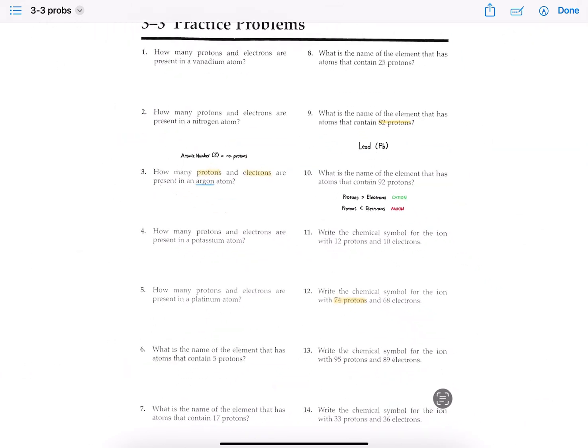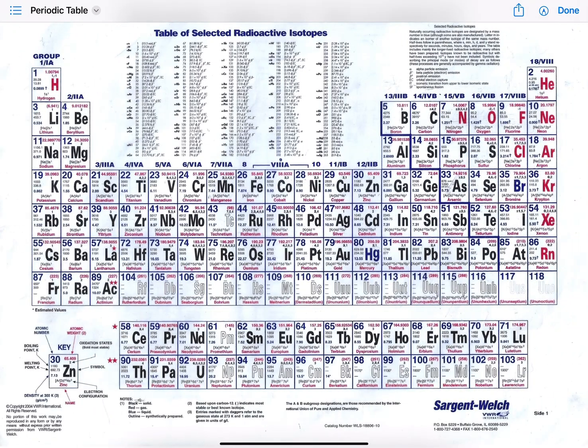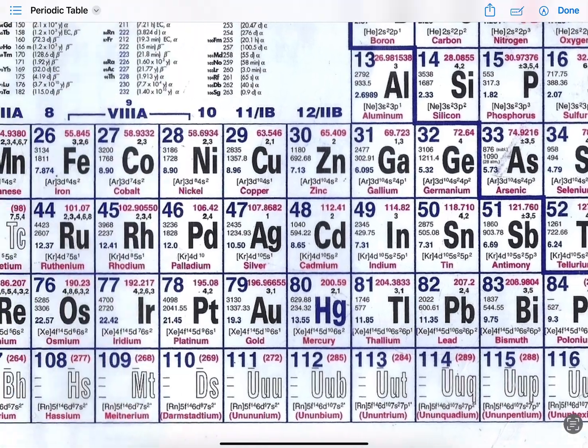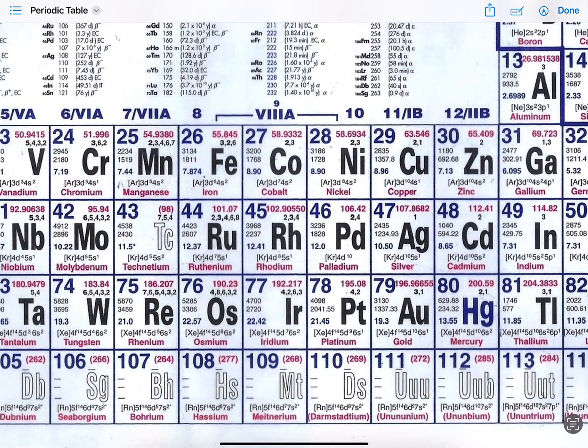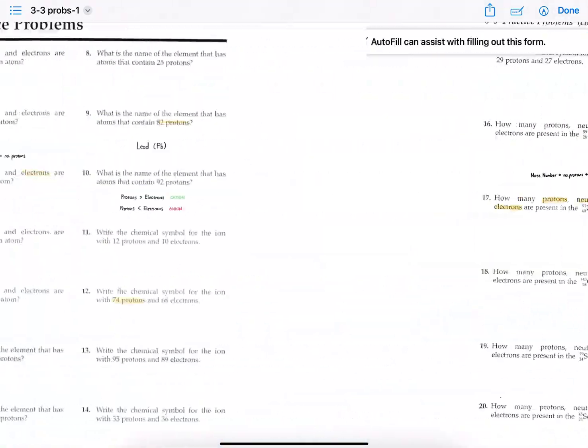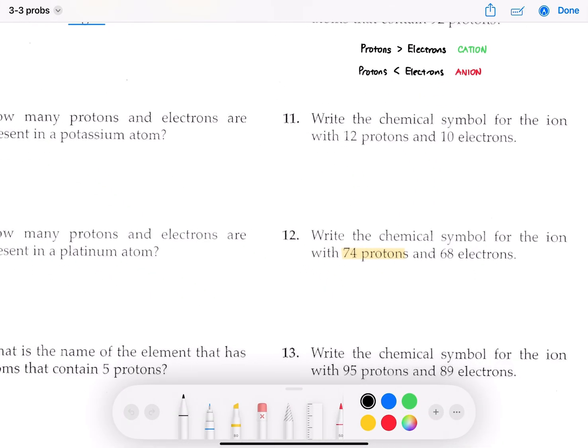So first, like we always do, we go back to our periodic table and we look for where 74 is. 74 is right here, tungsten, W. Tungsten is the identity of the element. Tungsten is the element with 74 protons. You cannot change that. That's just something that's set. Tungsten is the one and only element that can have 74 protons. But it can have different charges.